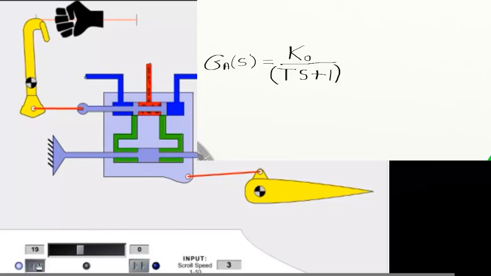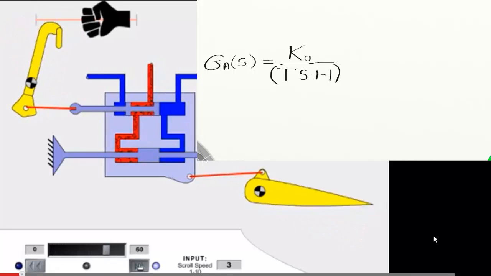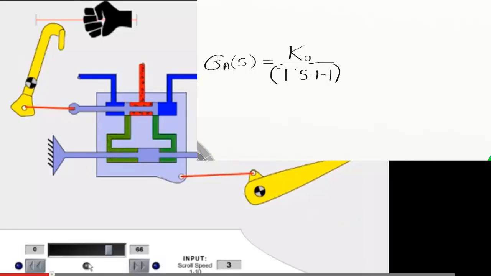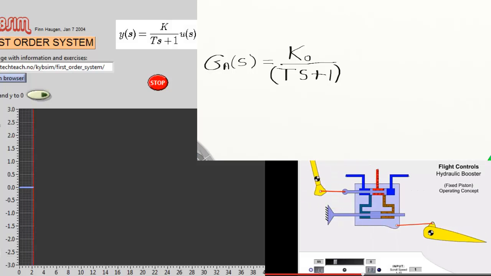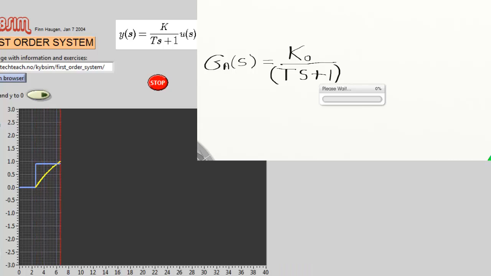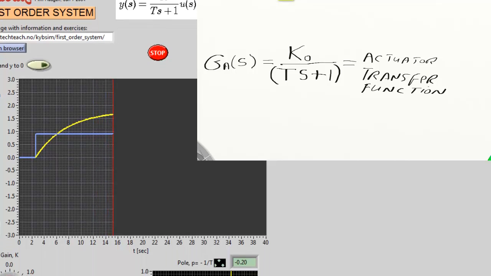This is the transfer function for an actuator, and the actuator is shown in the S domain. It's a first order system, that is, a first order linear differential equation. Now these constants are important.